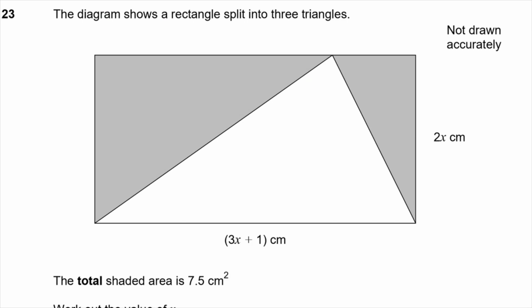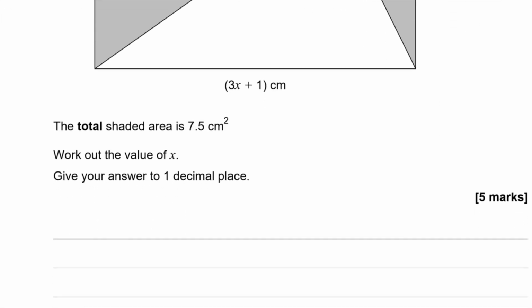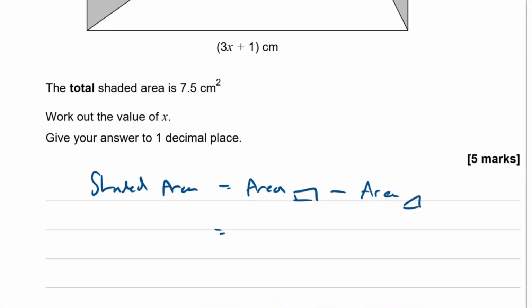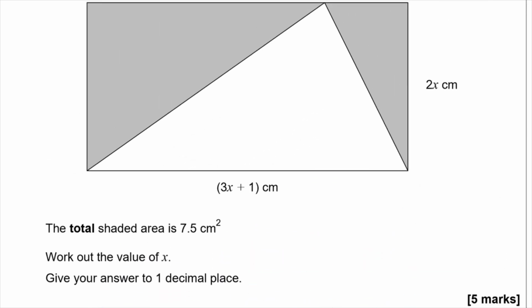And you can see that the sides of our rectangle have been given algebraically. We're told that the total shaded area is 7.5 centimeters, and we need to work out the value of x. Okay. So the shaded area then is going to be the area of the rectangle minus the area of that triangle, isn't it? The white triangle.